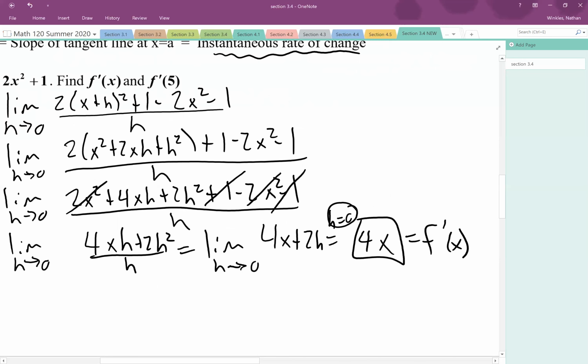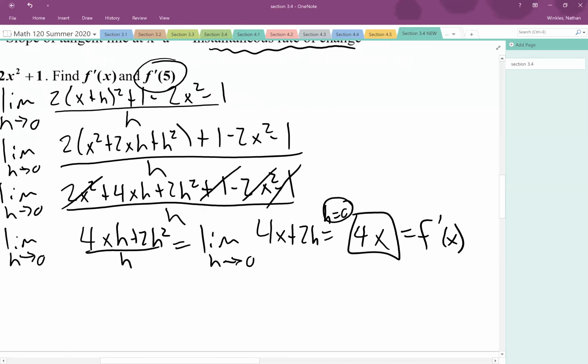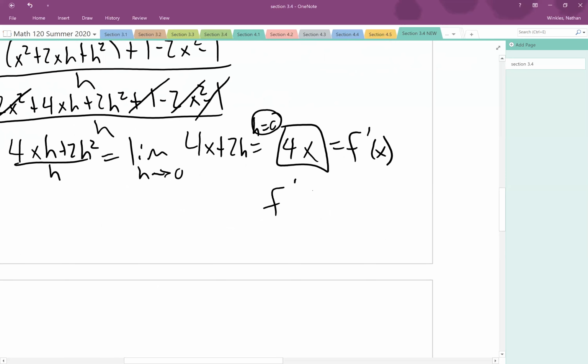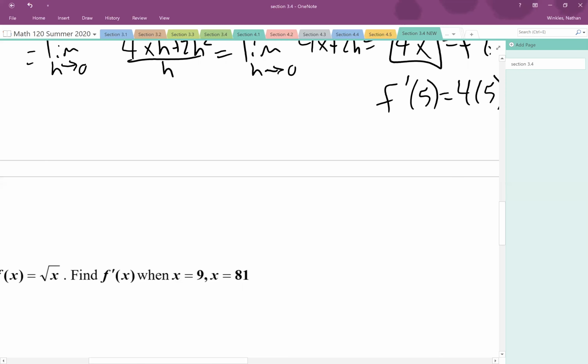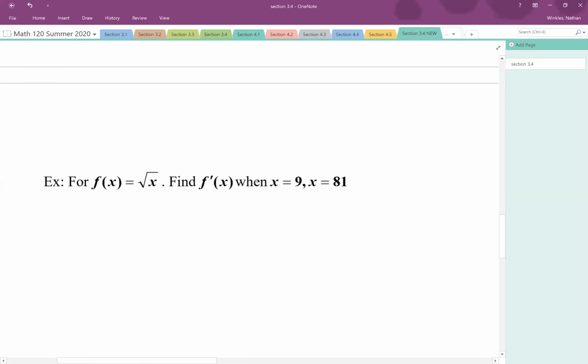The next thing it tells us to find is f prime of 5. So f prime of 5 is equal to 4 times 5, which is equal to 20 as our f prime of 5 value. So notice it's all the same exact stuff we've been doing, just now we're thinking about it with a different variable, a different name, but it's no different than what we've already been seeing.